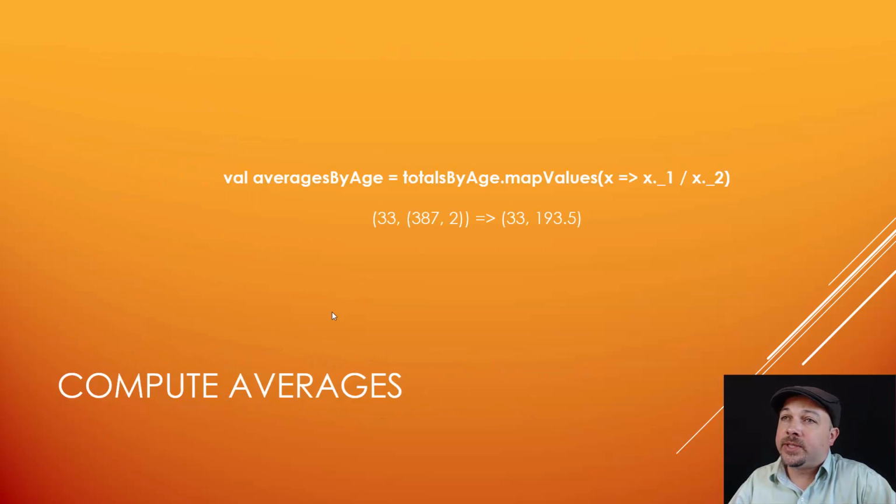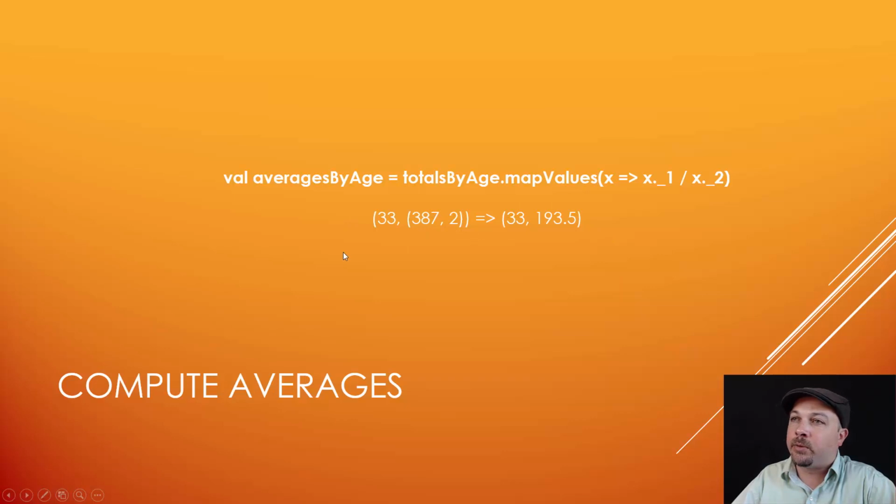All right, next thing we need to do is actually use that information to compute the averages themselves. So remember, at this point we have key value pairs where the keys are the ages and the values are the grand totals of the number of friends and the number of people of that age. All we need to do now is divide those two to get the averages, and that's what this mapValues function does. It says for a given value, which in this case is one of these tuples, we're going to just take the first field divided by the second field to get our final result.